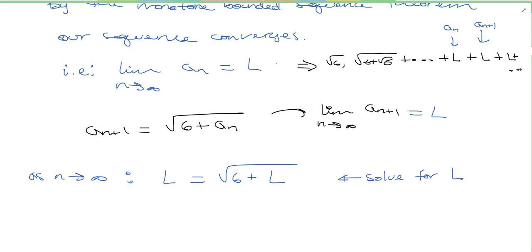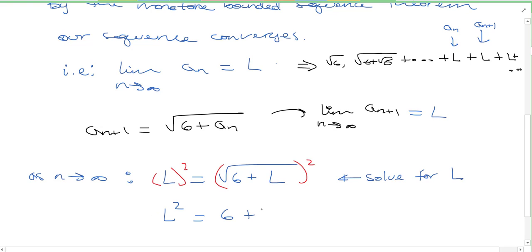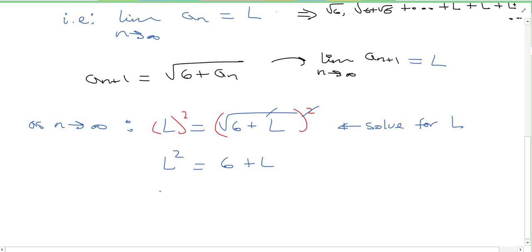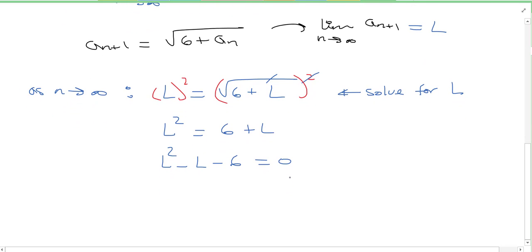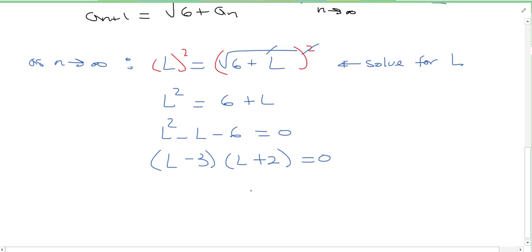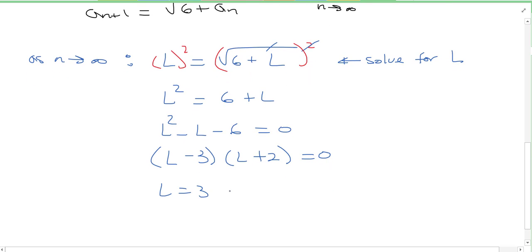Square both sides. So I'm going to have L squared equals 6 plus L. The square root and the square undo each other, and then set it equal to 0. Hopefully it factors. If it doesn't factor, we will use the quadratic formula. But I believe this factors into L minus 3 and L plus 2. Negative 3 times 2 is negative 6, and negative 3 plus 2 is negative 1. And this tells me L is equal to 3, or L is equal to negative 2.